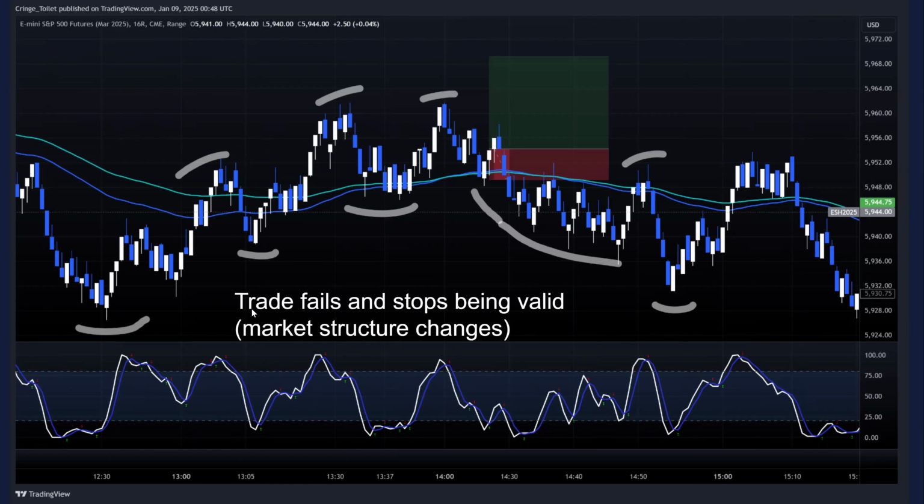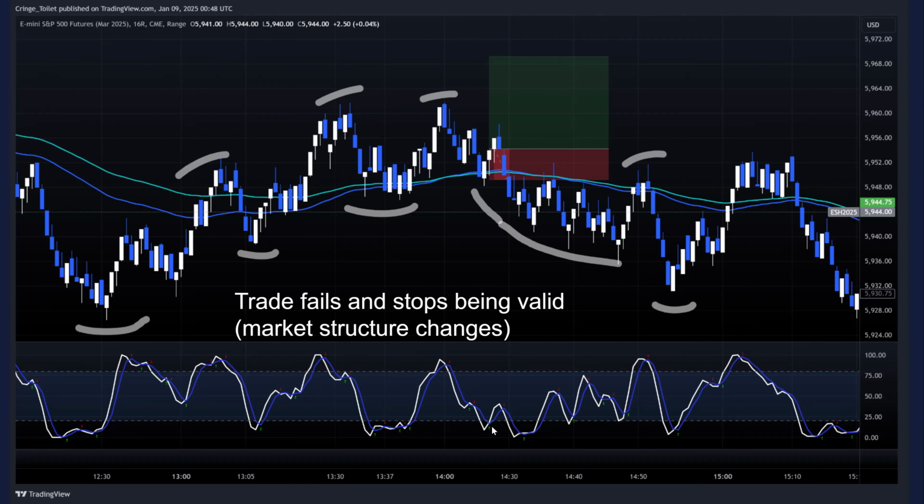In this example, the trade fails and stops being valid because the market structure changes. So this is a bullish structure example. We've got a low here, high, higher low, higher high, higher low. This one is borderline. It's about an equal high, but could be considered a higher high, or it's close enough. I think the wick is maybe a little bit higher here, so in real life it would pay to be cautious getting a signal like this.